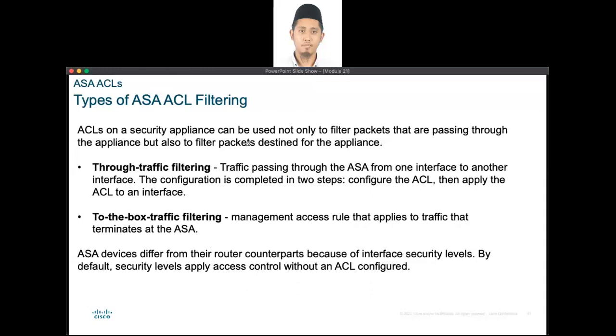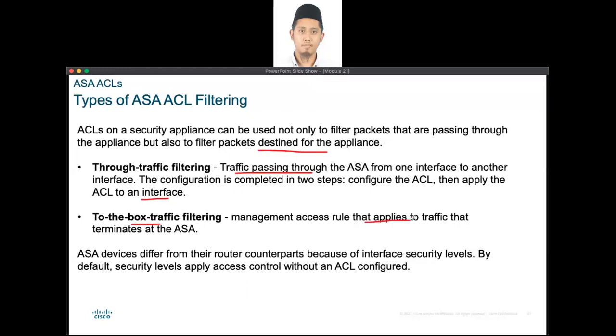An ACL on a security appliance can be used not only to filter packets that are passing through the appliance, but also to filter packets destined for the appliance. Through traffic filtering, traffic passes through the SA from one interface to another interface, and the configuration is completed in two steps: configure the ACL, then apply the ACL to an interface.